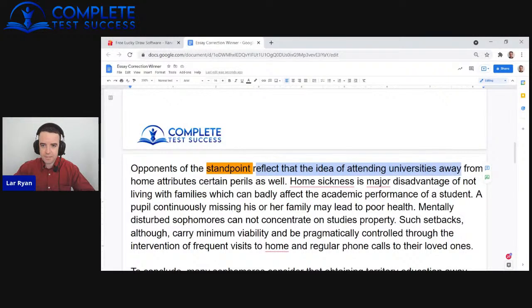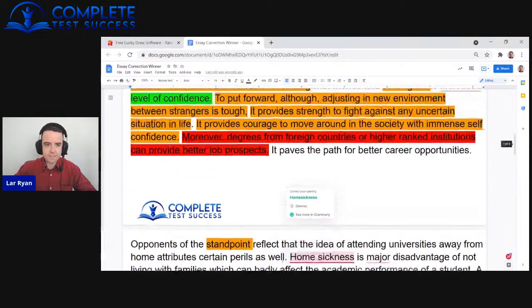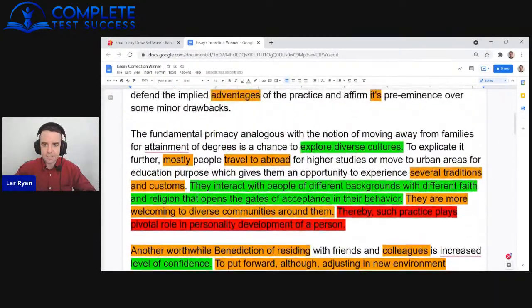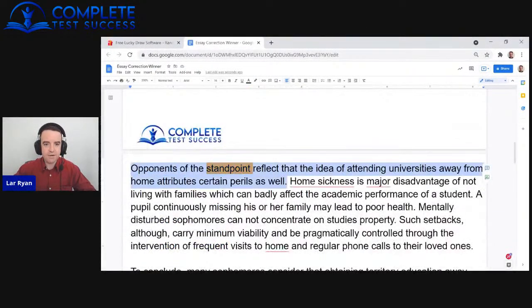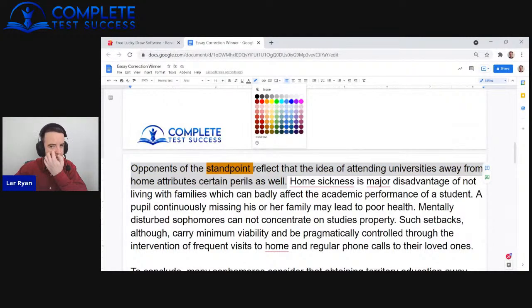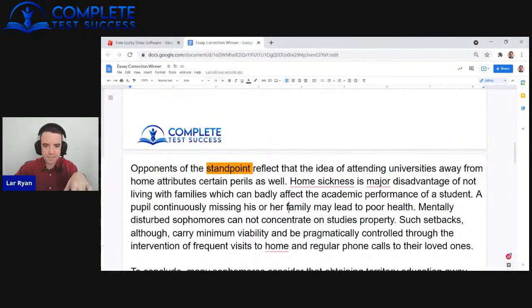Reflect that the idea of attending university away from home attributes certain perils as well. So we're just saying there are disadvantages. That's not what a topic sentence is supposed to do. So compare this to the first topic sentence, which explicitly stated what the advantage is. And then the second one explicitly stated what the second advantage is. But this one, it just says there are disadvantages. So it doesn't give the specific idea. Homesickness is a major disadvantage.